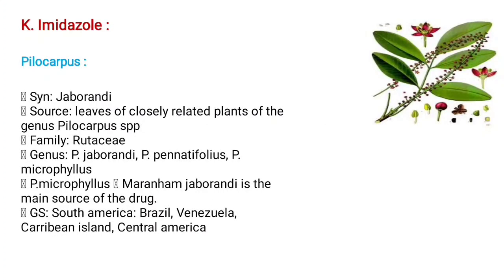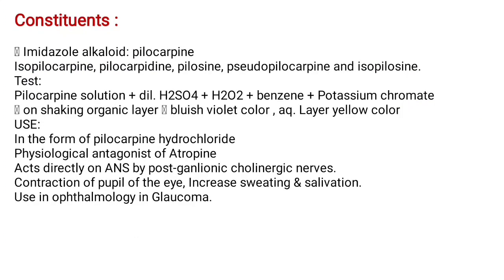Imidazole: Pilocarpus. Synonym Jaborandi. Source: leaves of closely related plants of the genus Pilocarpus. Family Rutaceae. Species P. jaborandi, P. pinnatifolius, P. microphyllus. P. microphyllus, Maranham jaborandi, is the main source of the drug. General source: South America, Brazil, Venezuela, Caribbean islands, and Central America. Constituents: imidazole alkaloids pilocarpine, isopilocarpine, pilocarpidine, pilosine, pseudopilocarpine, and isopilosine.